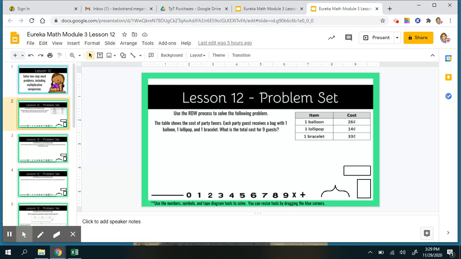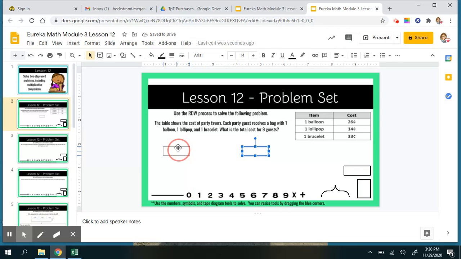So we have the problem. It says the table shows the cost of party favors. Each party guest receives a bag with one balloon, one lollipop, and one bracelet. What is the total cost for 9 guests? You have your little squares or rectangles down here that you can maneuver to use for your tape diagrams.